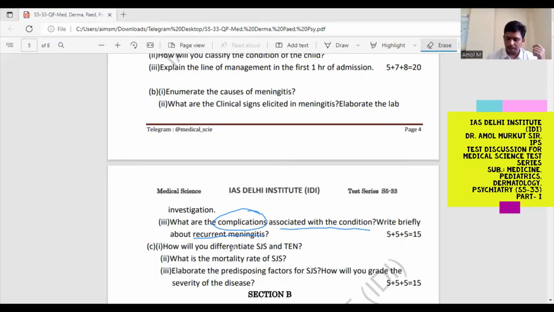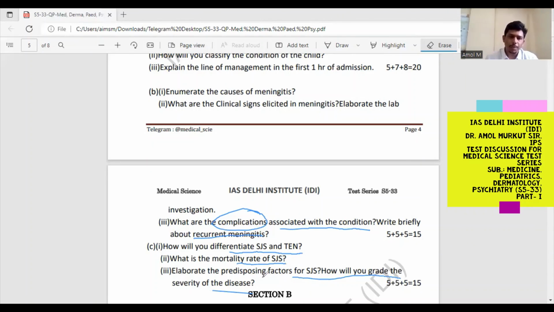Then how will you differentiate Stevens-Johnson syndrome and toxic epidermal necrolysis? Simple, involvement of the body surface area less than 10% or more than 10%. Mortality of Stevens-Johnson syndrome is very high. If treatment is not given, then 70-80%. If treatment is given, then 30-40%. Elaborate the predisposing factors of severity. How will you grade the severity?